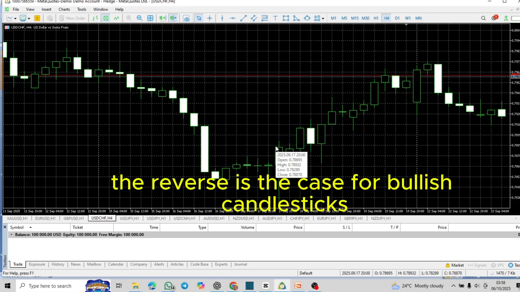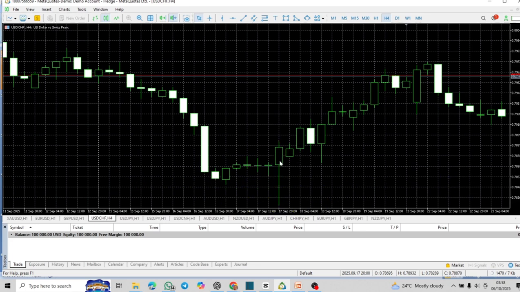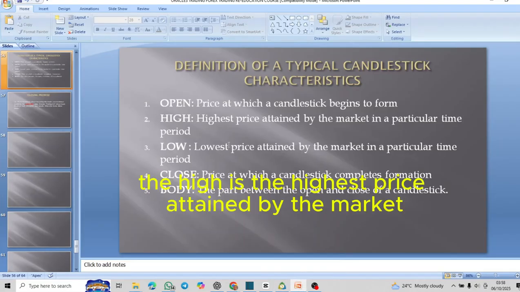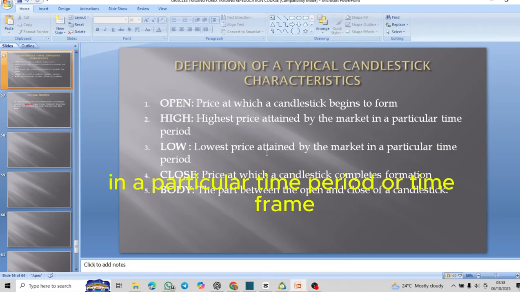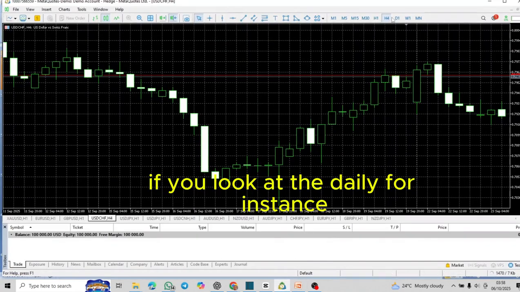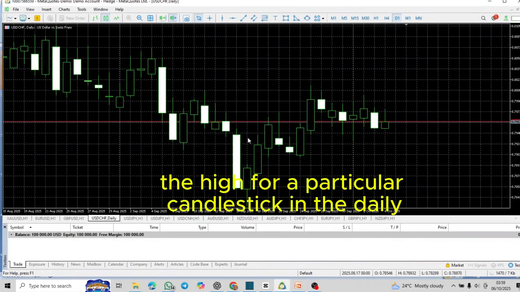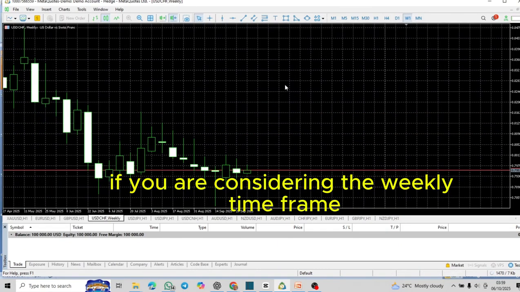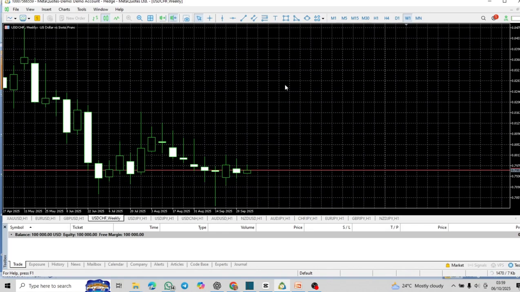The reverse is the case for bearish candlesticks. Then we said that the high is the highest price attained by the market in a particular time period or time frame. If you look at the daily, for instance, the high for a particular candlestick in the daily is definitely going to be different from the high if you are considering the weekly time frame.